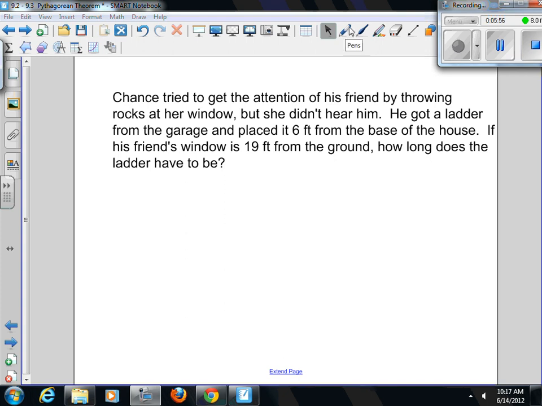Moving on to the next page, Chance tried to get the attention of his friend by throwing rocks at her window, but she didn't hear him. He got a ladder from the garage and placed it 6 feet from the base of the house. If his friend's window is 19 feet from the ground, how long does the ladder have to be? This is so he can get his friend's attention.